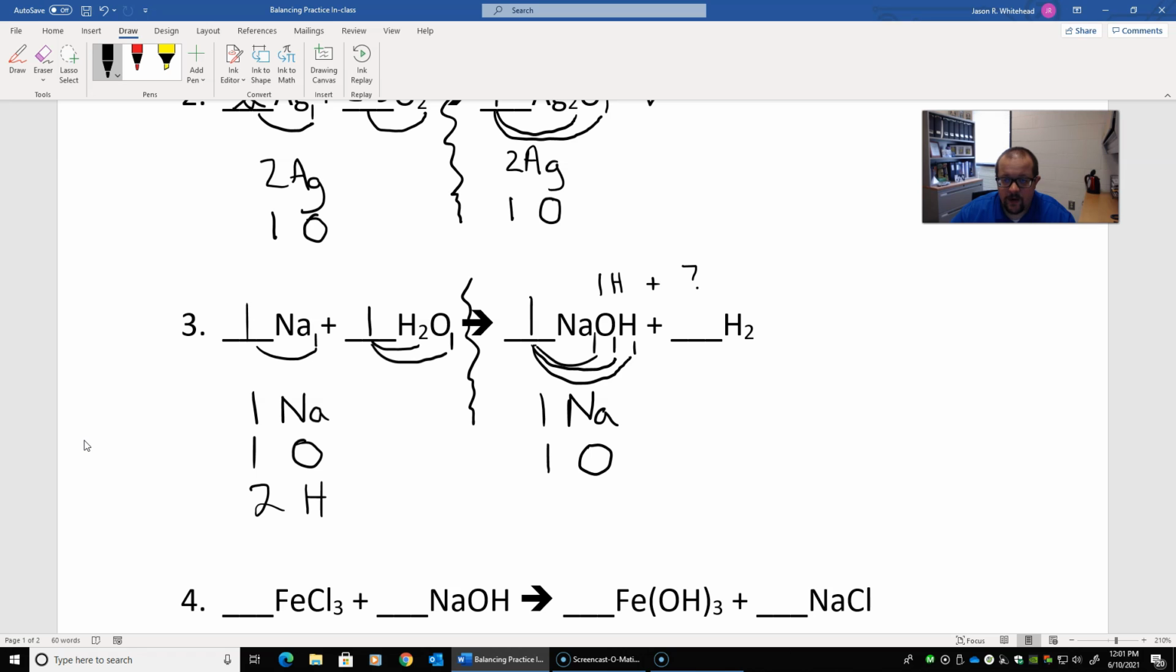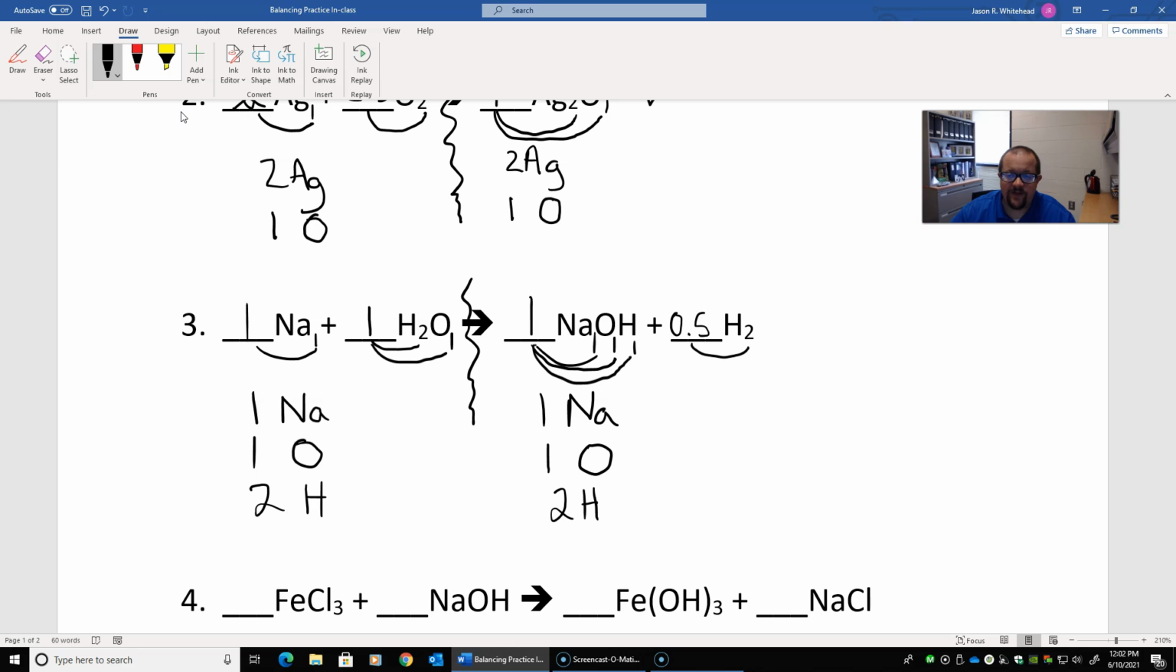So to get 1 more, I can take 0.5 times 2, which is going to give me that 1 hydrogen that I need, 1 plus 1 gave me a total of 2 hydrogens on the right. So 1 sodium on each side, 1 oxygen on each side, 2 hydrogens on each side. We're balanced, but we're not done yet because we need to make sure that our coefficients are the lowest set of whole numbers that balance the reaction.